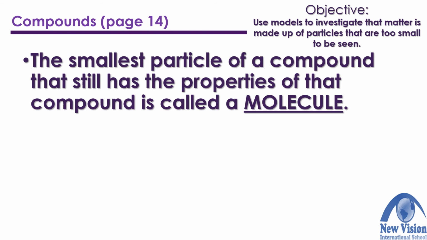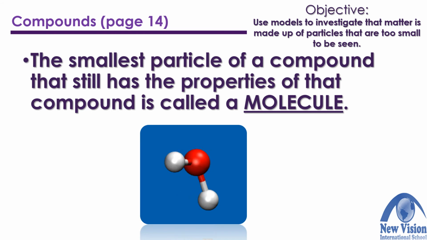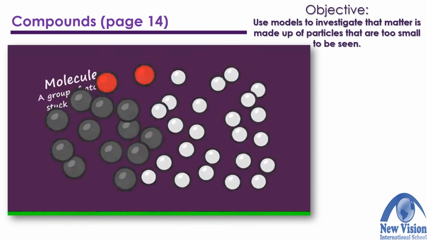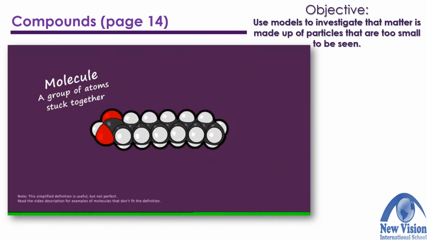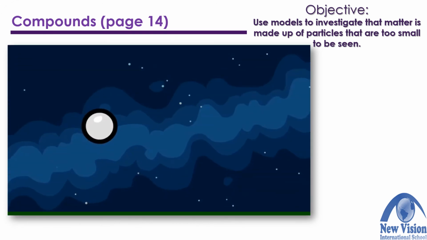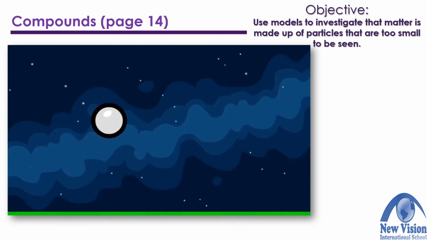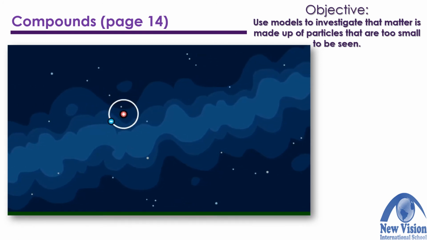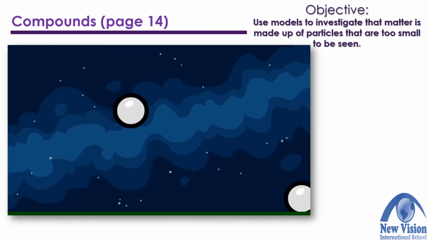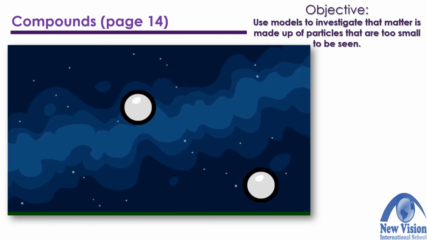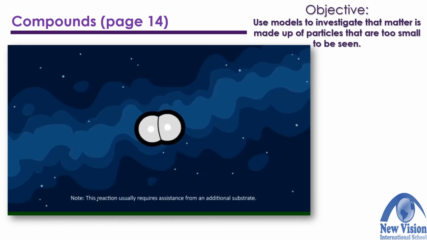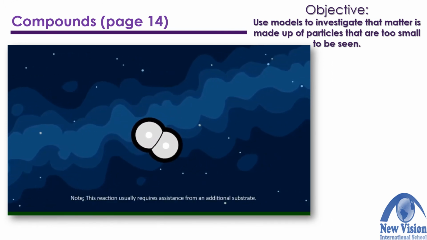The smallest particle of a compound that still has the properties of that compound is called a molecule. A molecule is a group of atoms stuck together, usually through chemical bonds. A single hydrogen atom is made of one proton and one electron. If this atom comes close to another hydrogen atom, they can pull each other and stick together. Two hydrogen atoms form one hydrogen molecule.